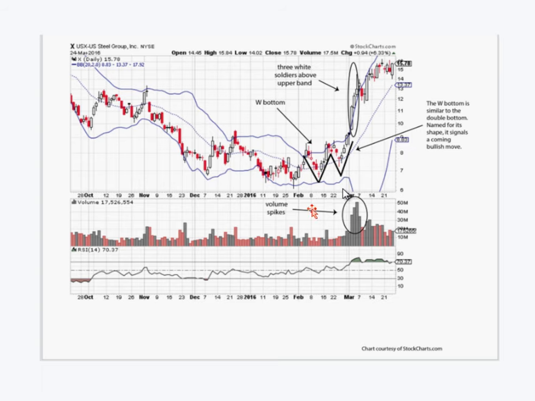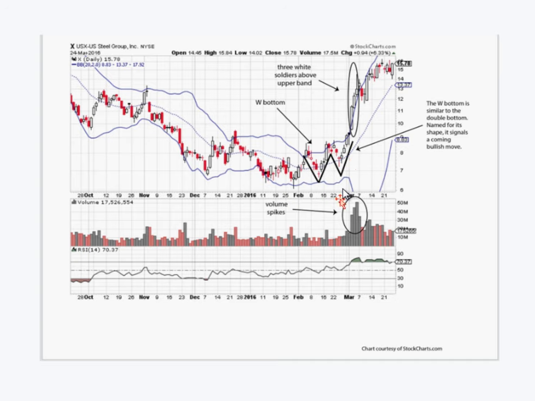Now, the question has come up before, how can you tell the difference between a W bottom and an M top? I mean, you could draw an M top from late January and go up, down, up, and you could have an M top that overlaps the W bottom, but that would not be a legitimate signal because you'd still be within range. In the case of the W bottom, notice what happens as it completes. The price moves above the upper bands for six consecutive sessions, and that makes it very strong.